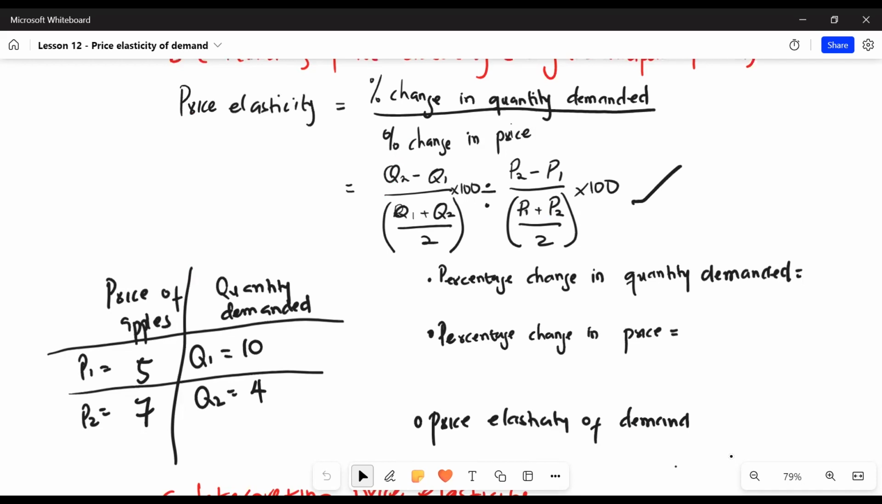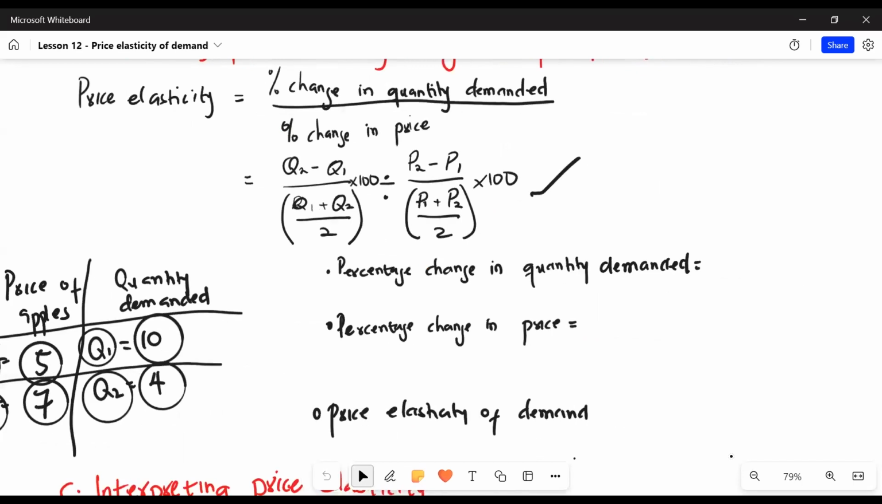So assume that the price of apples was 5 and quantity demanded was 10. Now, if the price increased from 5 to 7, quantity demanded reduces from 10 to 4. Now, P1 here just shows the previous price and P2 shows the new or current price. Q1 shows the previous or old quantity demanded at the old price. And Q2 here just shows the current or new quantity demanded at the new price.